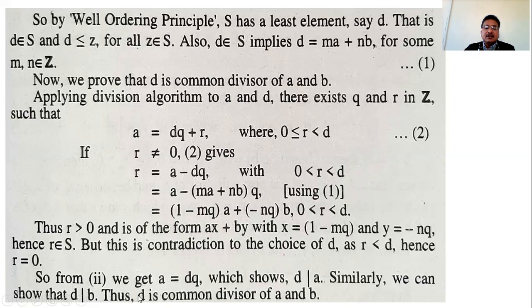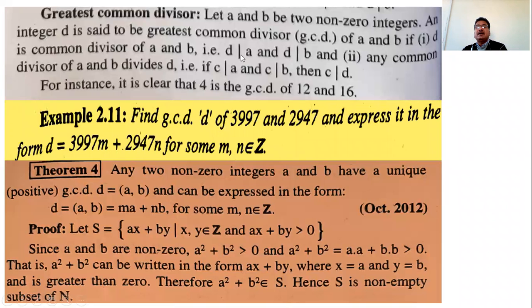And thus the first condition is proved, that D is a common divisor of A and B, that is, D divides A as well as D divides B, the first condition of the greatest common divisor. And now we have to show the second condition. What is the second condition? D is greatest among all common divisors.